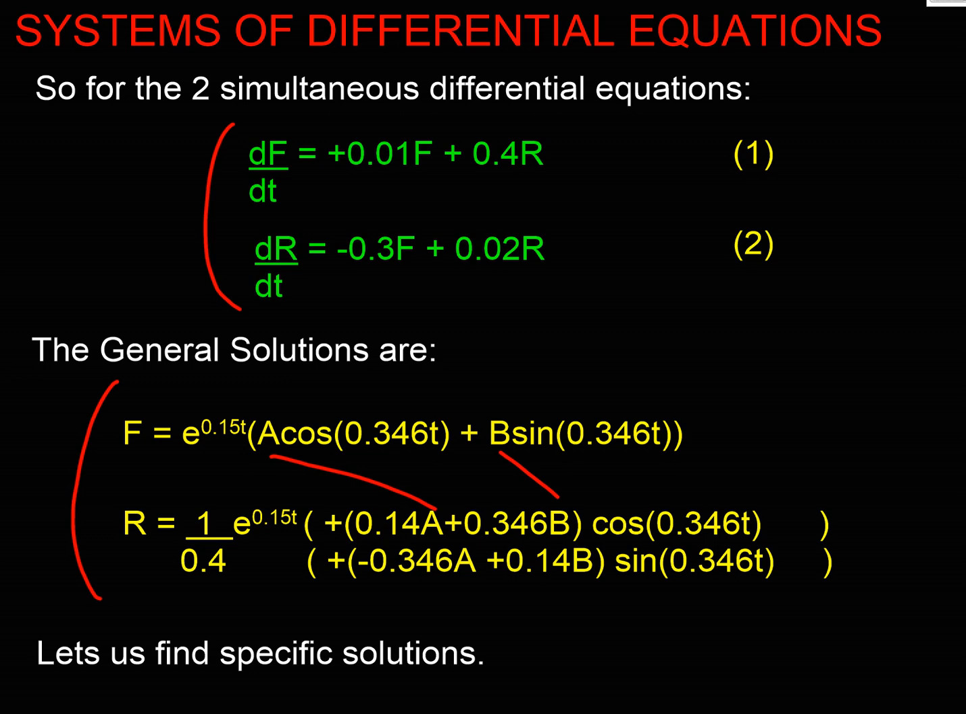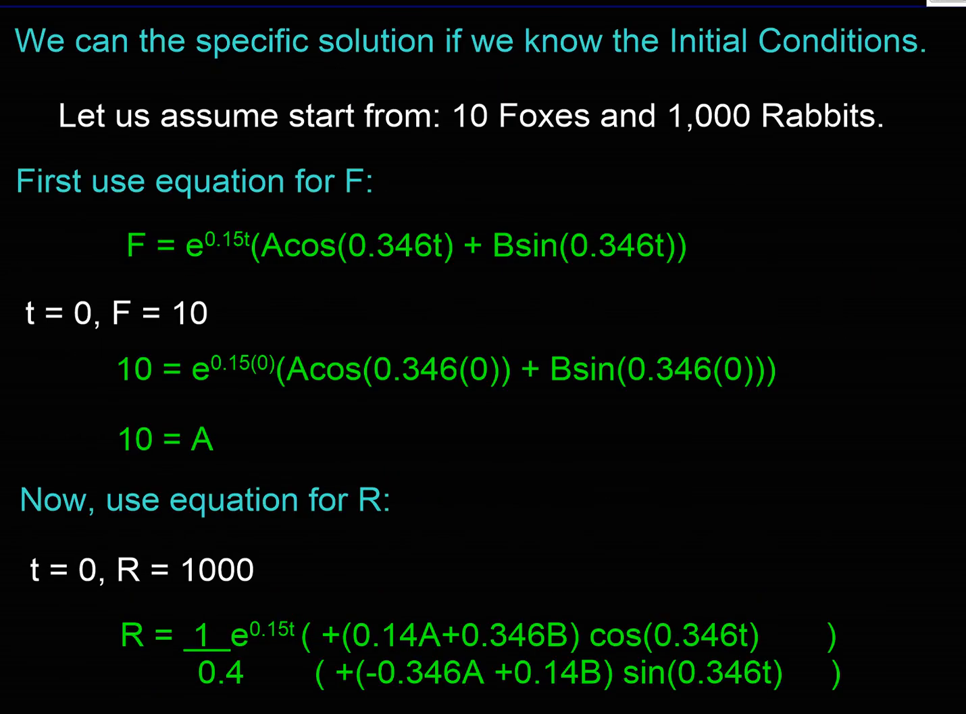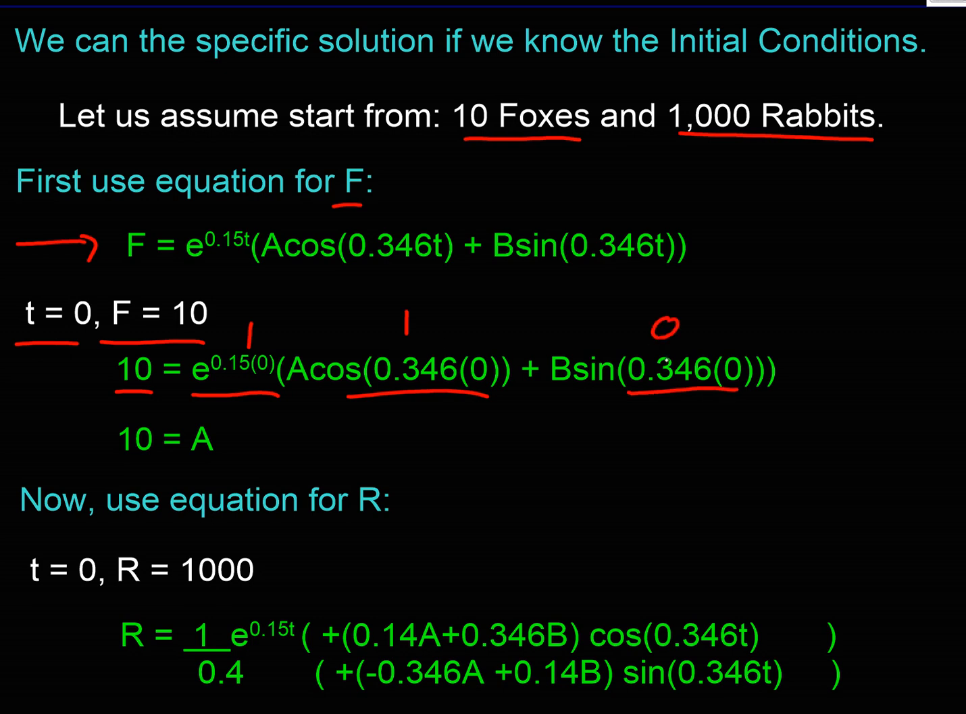So how am I going to get my specific solutions? Well, I'm going to put in my initial conditions. Let's assume we've got 10 foxes and 1,000 rabbits at the start. Now if we take our f equation, there it is, and we substitute in t equals 0, f equals 10, so I get 10 equals some exponential e to the 0, which is going to be 1. This cos here is going to be 1, that sine here is going to be 0. Therefore I've got 10 equals a, so I know what a is.